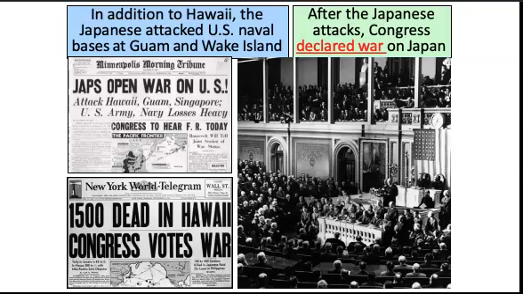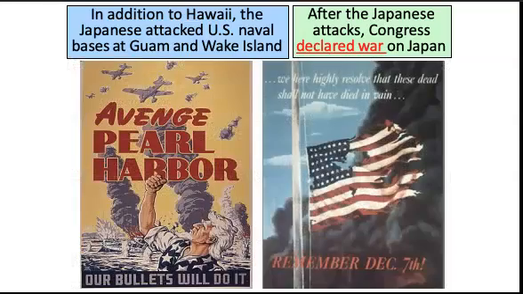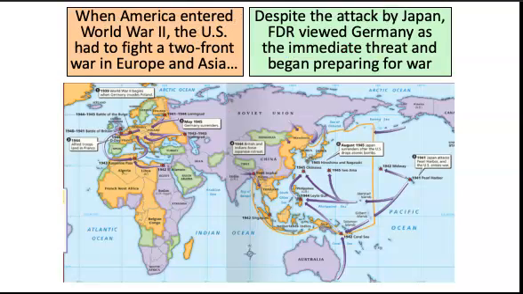Congress acted immediately by declaring war, with only one dissenting vote. 3 days later, Germany and Italy honored their treaty with Japan by declaring war on the United States. When America entered World War II, the U.S. had to fight a two-front war in Europe and Asia. Despite the attack by Japan, FDR viewed Germany as the immediate threat and began preparing for war.